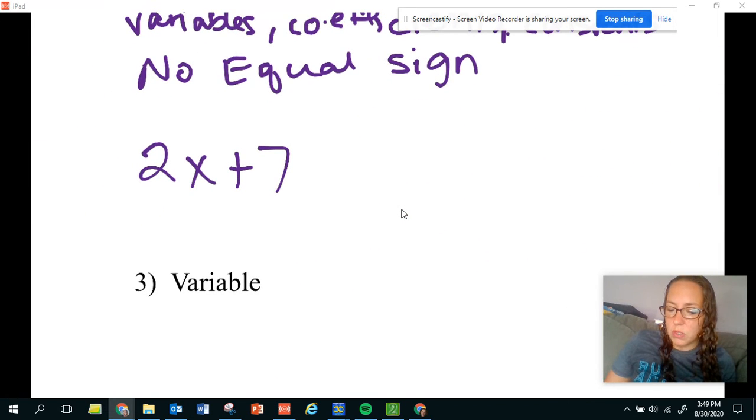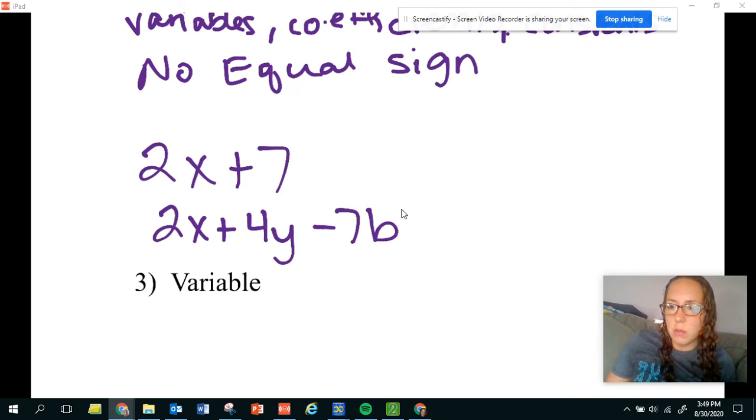Another expression would be you could say like 2x plus 4y minus 7b or something. I mean, it can be any variables. It doesn't have to be just one. But no equal sign is an expression. An equal sign means it's an equation.